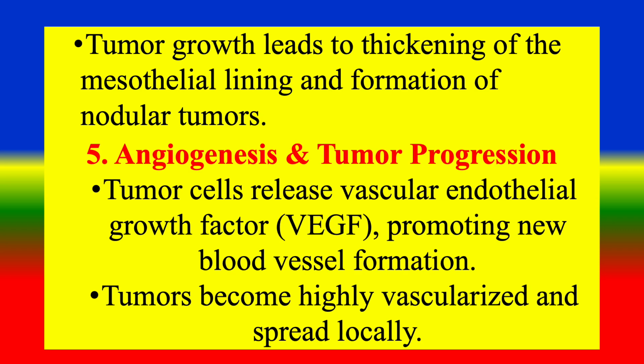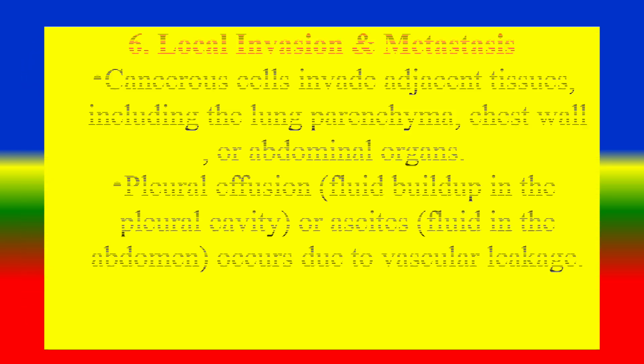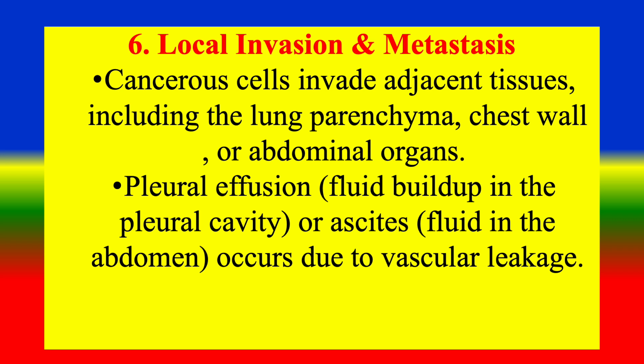5. Angiogenesis and tumor progression. Tumor cells release vascular endothelial growth factors, promoting new blood vessel formation. The tumor becomes highly vascularized and spreads locally. 6. Local invasion and metastasis. Cancerous cells invade adjacent tissues, including the lung parenchyma, chest wall, and abdominal organs. Pleural effusion, fluid buildup in the pleural cavity, or ascites, fluid in the abdomen, occurs due to vascular leakage.